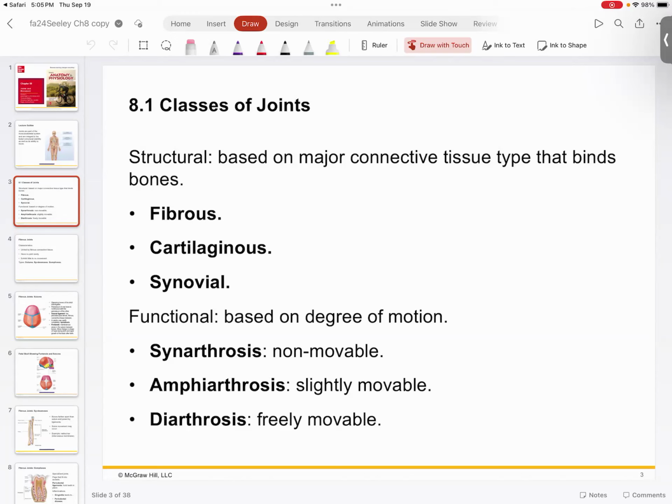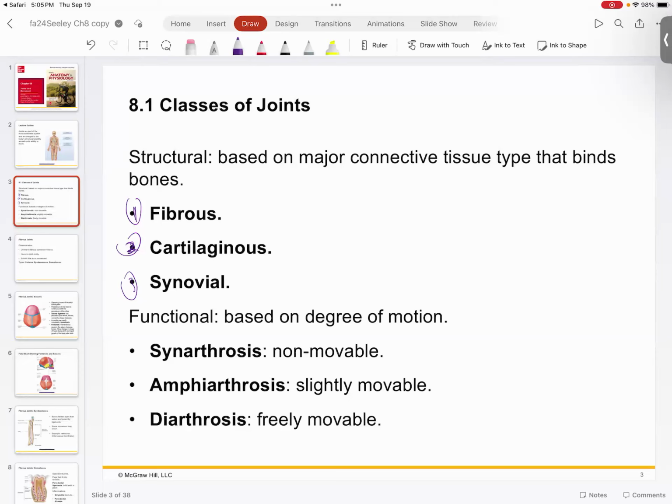So for instance, you have the fibrous joints that we'll be taking a look at, and we'll be looking at examples of fibrous joints. The cartilaginous joints, which we'll also be taking a look at in brief. And then, of course, the synovial joints we'll be taking a much deeper look at. Because let's face it, in most of our careers, we're going to be interacting with the synovial joints by far more than either of the other two structural types.